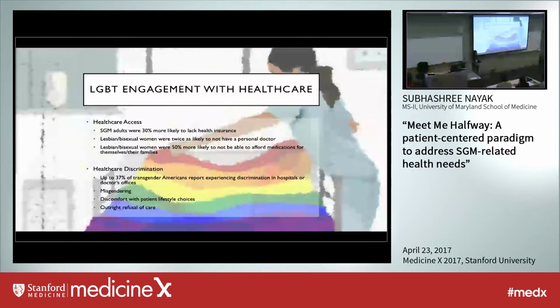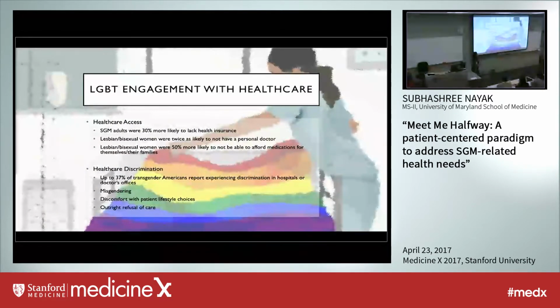So it's sort of a negative feedback loop, as you can see. Healthcare system doesn't work well with LGBT populations, so LGBT populations don't come back to healthcare. And this can be seen in 2 facets: the lack of healthcare access and healthcare discrimination when LGBT individuals interface with the healthcare system. So in terms of access, sexual and gender minority adults are about a third more likely to lack health insurance. I believe that was a statistic from prior to the ACA full implementation in 2014. So I'm not sure what the statistic is now.